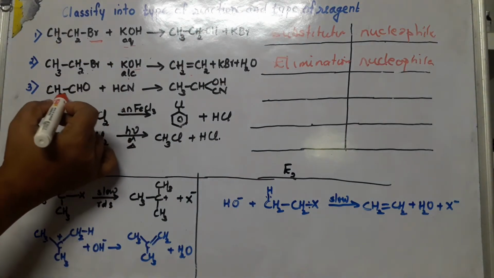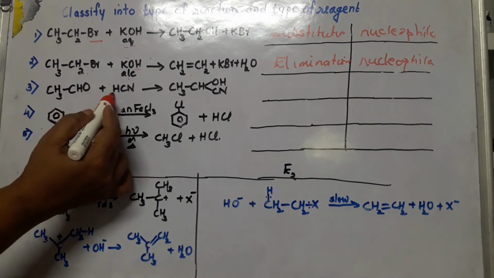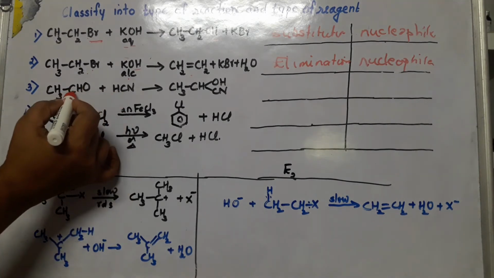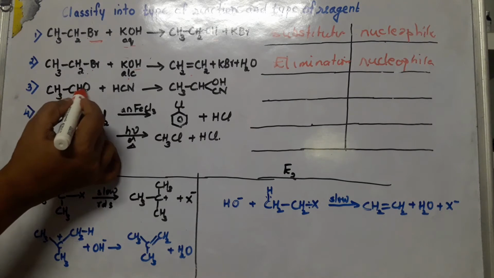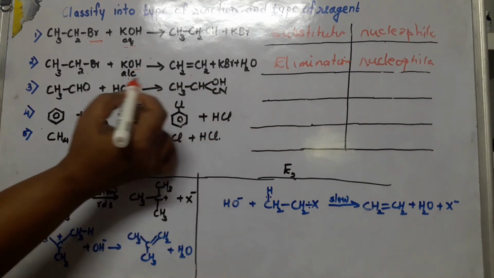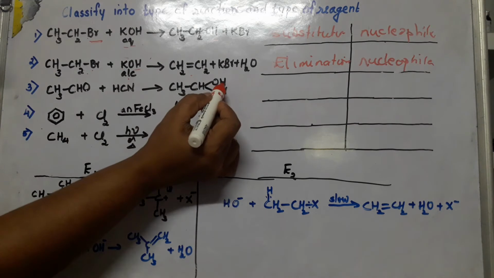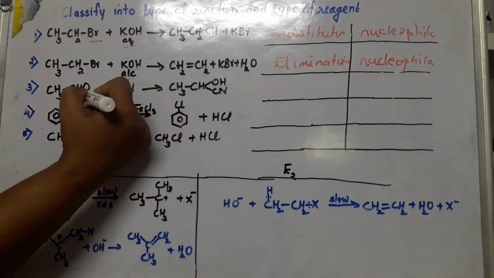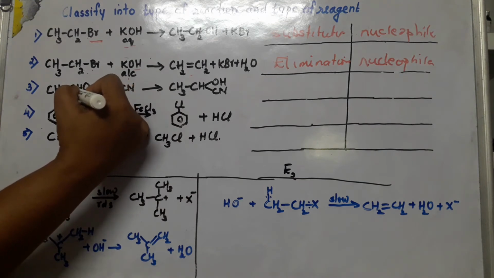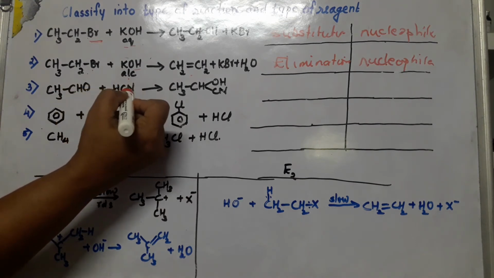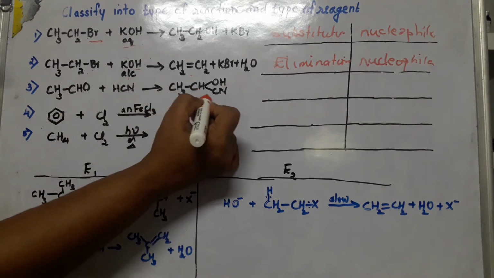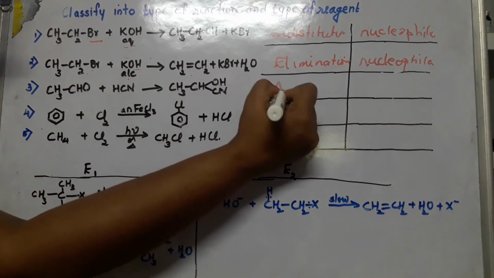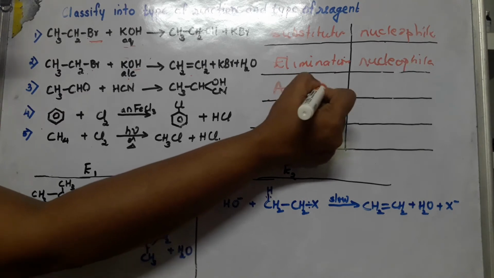Now look at the third reaction. It is acetaldehyde treated with HCN. Okay. In acetaldehyde, the carbonyl group C double bond O, nothing has been removed. Everything is there. CHO, you can see here. Plus HCN is getting added to the original reactant. So something is getting added. So at the carbonyl group C double bond O, H and CN got added. Thus you are getting the product. So it is an addition reaction. Type of reaction is addition reaction.